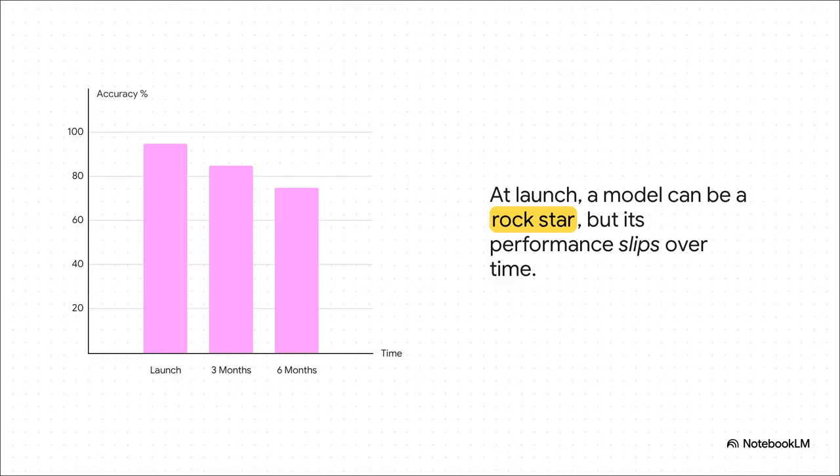Just look at this. This is such a classic story. At launch, your model is an absolute rock star, maybe hitting 95% accuracy. But then, the world doesn't stop. The kind of data it sees changes, language evolves, and without any help, that once brilliant model starts to slip. That drop-off, that's exactly what we call model decay.